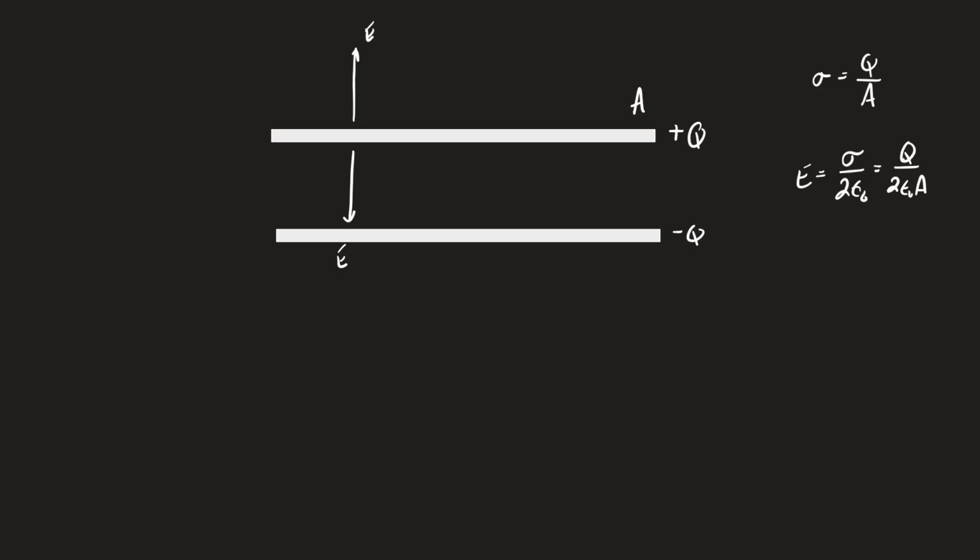The bottom plate will create its own electric field, and because it's negatively charged, it will be similar to the electric field produced by the other plate. And if it's the same value of charge but opposite sign, in between the plates we get a doubling effect. And that doubling effect would give us a net electric field of Q over epsilon naught A, right? Twice the size of the electric field.